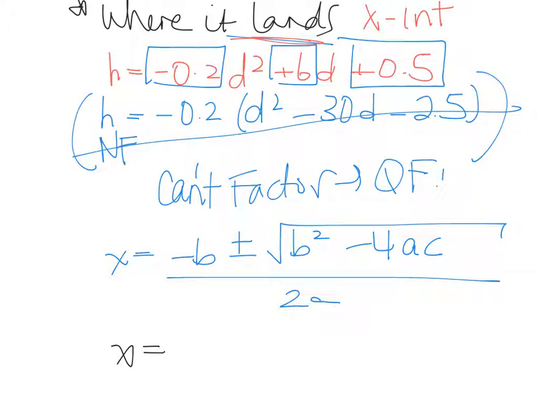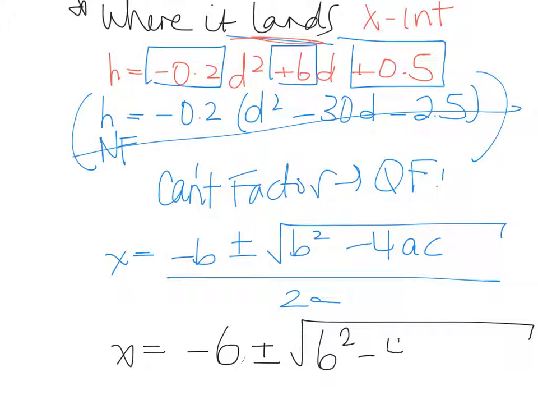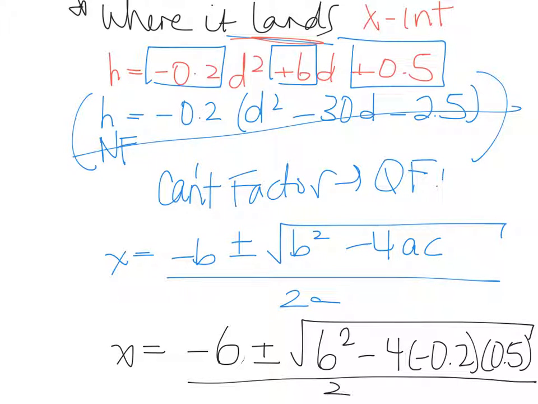So x equals negative b. That looks like a b, let's make it look like a 6. Plus or minus the square root of b squared minus 4ac, all over 2a. Please don't forget your signs. That a value is negative. It'll mess up your whole answer if you put a positive 0.2 instead of a negative 0.2.